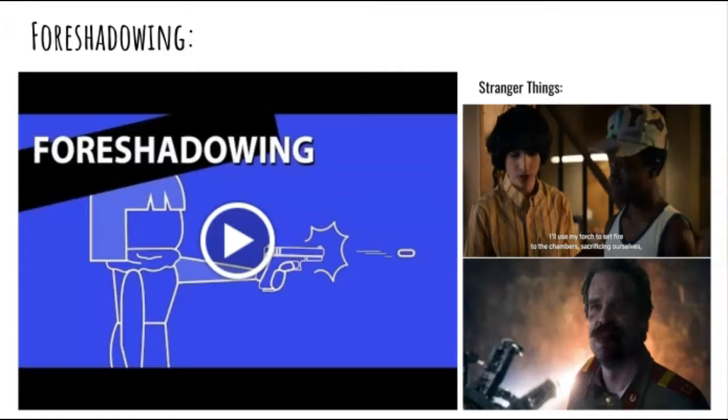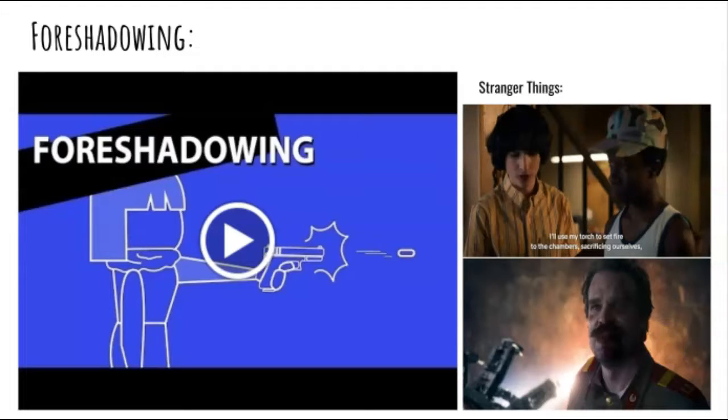Also, in a later season, this photo here is the boys playing, and in one of the games that they're playing, a character mentions, "I'll use my torch to set fire to the chambers, sacrificing ourselves." And again, I don't want to spoil it for anybody who's never seen it, but this bottom photo here is an example of how this was foreshadowing what later was to come. So foreshadowing is really important, especially I think in the horror genre, and something we're going to be looking a lot at in the coming weeks.